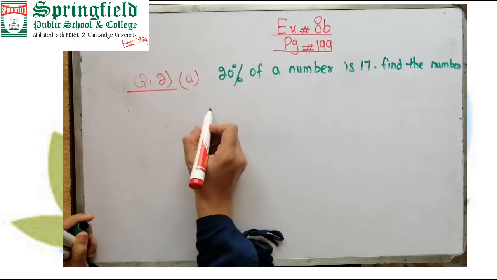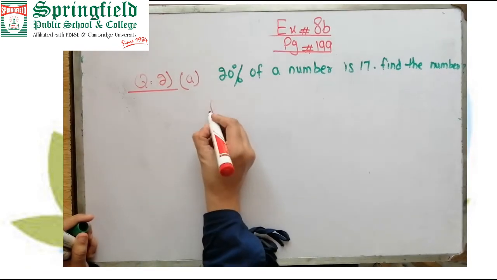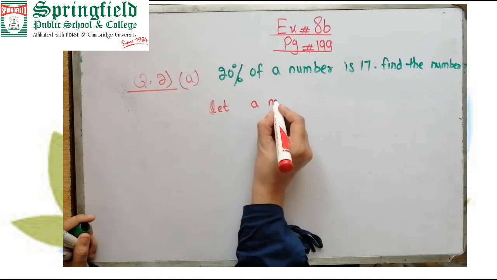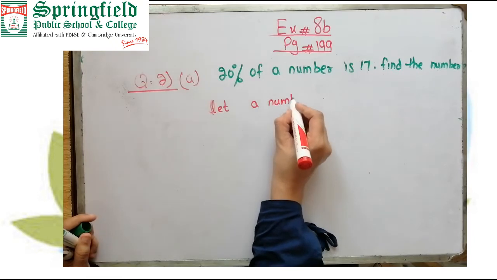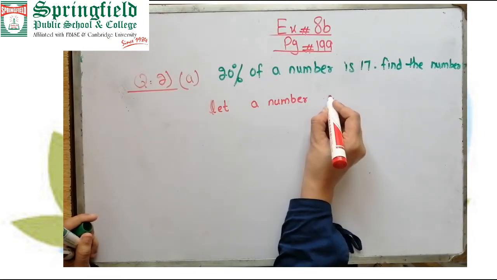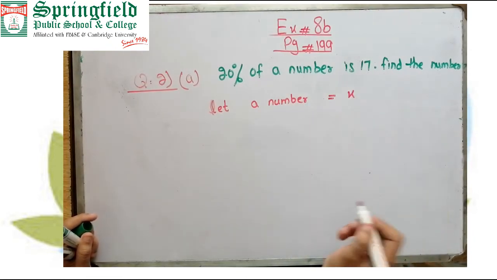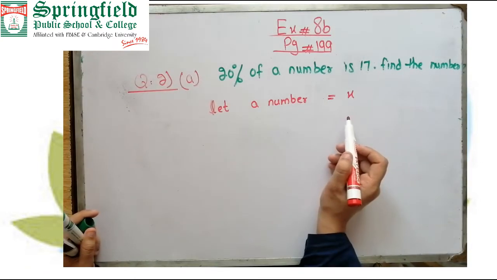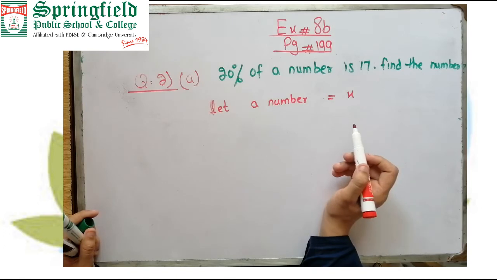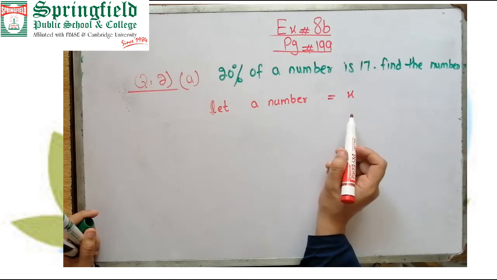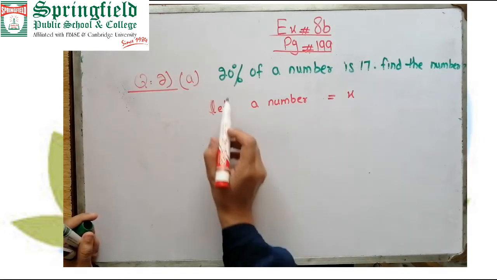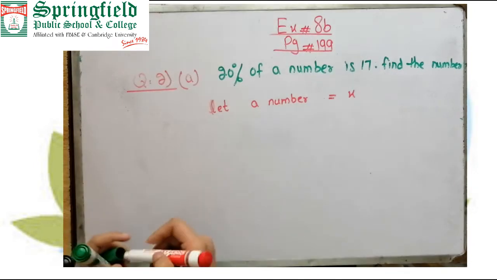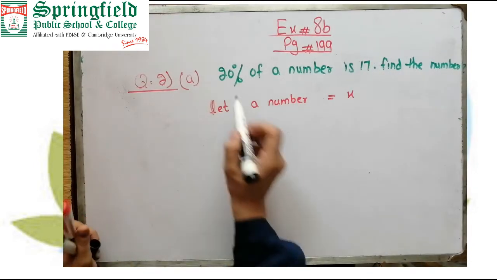So we can take, let a number is equal to x. So we don't know about the number. We can suppose x is a number. So it means we will find the value of x. So 20% of a number. Then we can write a statement according to this one.